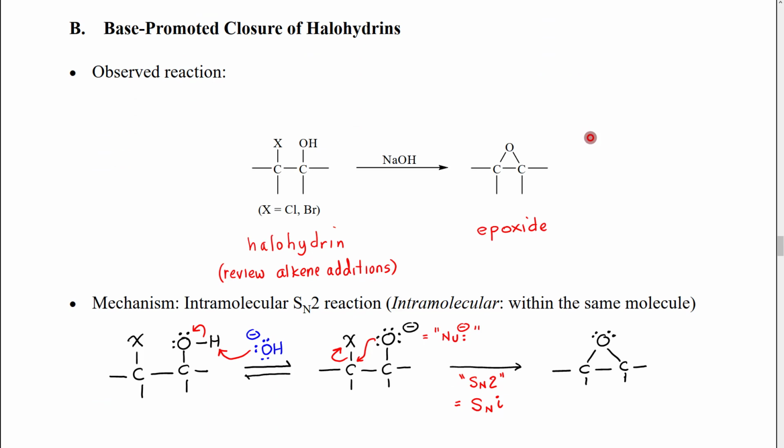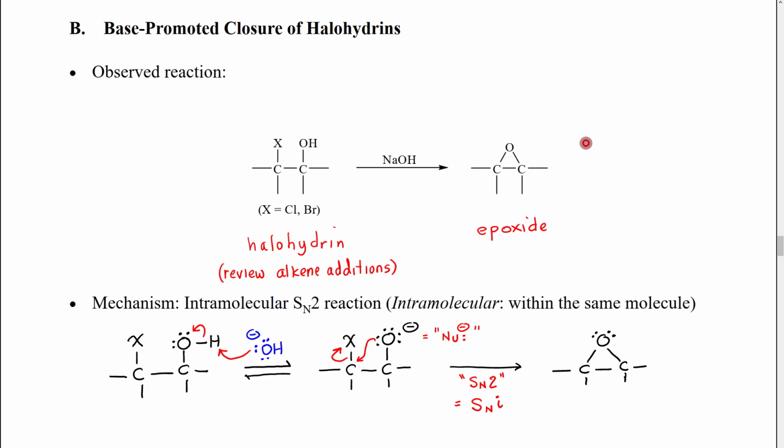The second way that we can make epoxides is to take advantage of an SN2-like reaction using a halohydrin. We discussed how to make halohydrins in Chapter 8. If we start with a halohydrin like this, where we have a hydroxyl group on one carbon and on an adjacent carbon we have a halogen attached, the halogen being either chlorine or bromine, we can treat that with sodium hydroxide. And it turns out that this will cause formation of the epoxide.